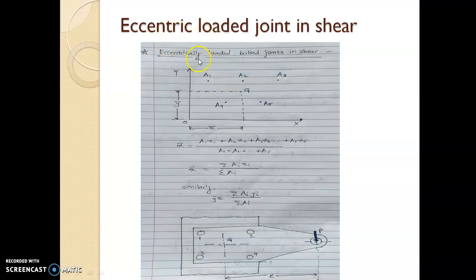Eccentric loaded means a load which is away from the center of gravity. This is a CG point, and this distance is the distance of the point of application of load from the CG, small e, that is eccentricity.